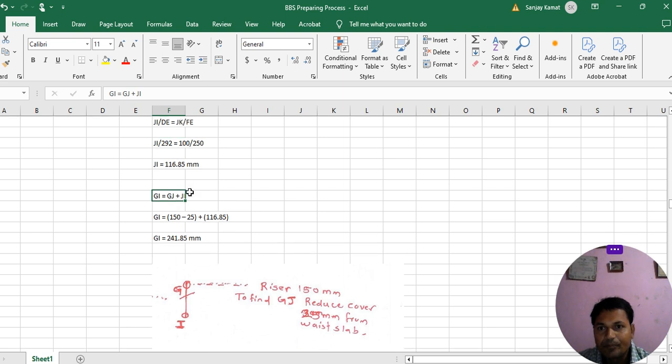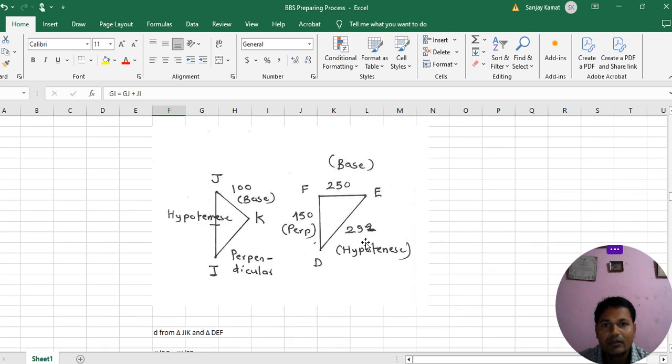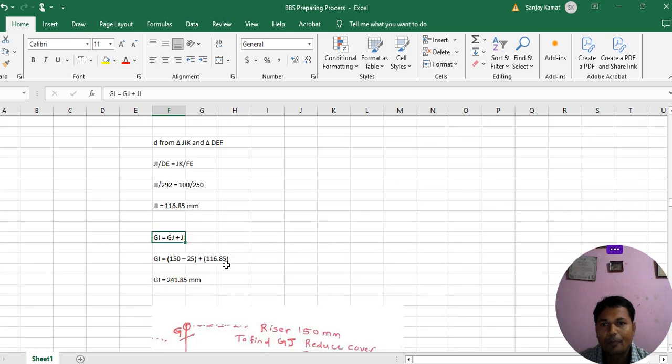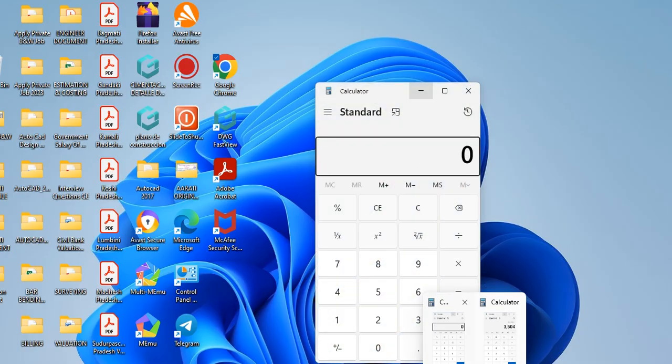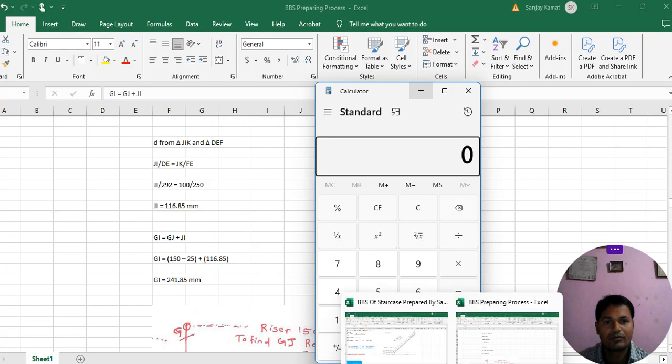GJ can be taken from here. Okay, so GJ is equal to 150 minus 25 plus JI. JI is 116.85 mm. Okay, so now we have all the values, GJ also and JI also. Then do the addition and the subtraction here. First of all, you do the addition: 150 plus 116.85. Now you can use the calculator here.